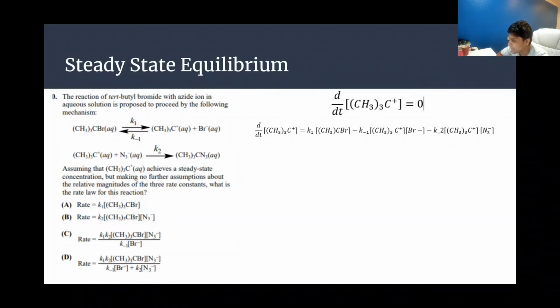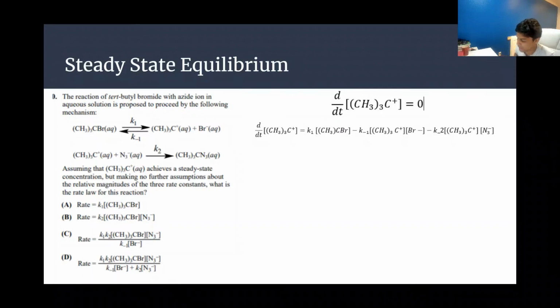So the change in concentration will equal, you've got to figure out which steps produce the CH3C+ intermediate and which ones consume it. The change in concentration of CH3C+ is equal to its first production, which is the rate law k1 times CH3CBr. So it's getting produced first, the intermediate. And then there's another step where it gets consumed, which is CH3C+ plus Br. That's a consumption step, and there's another consumption step.